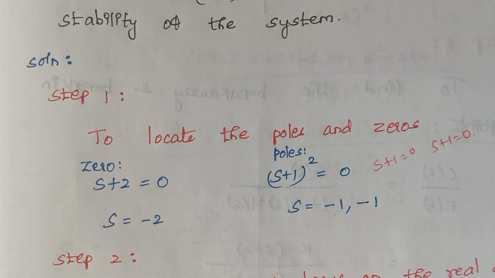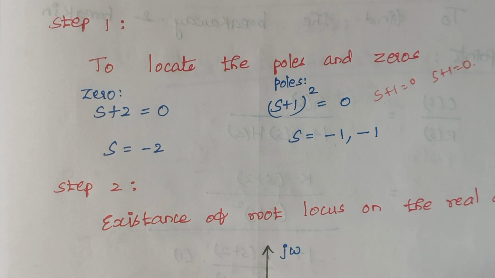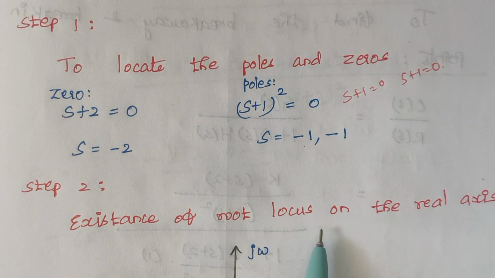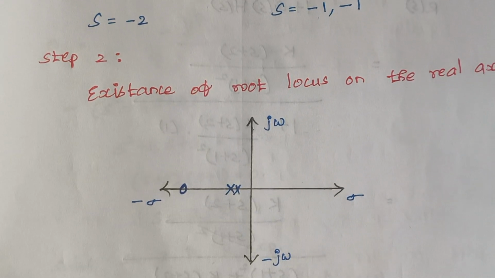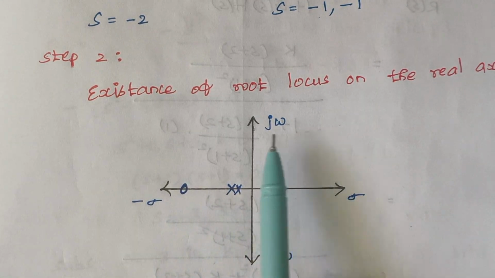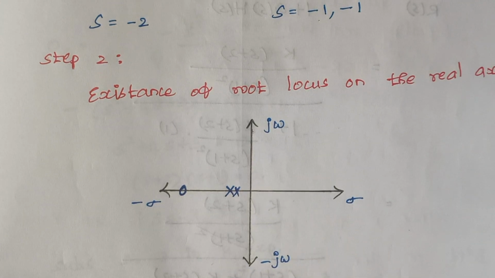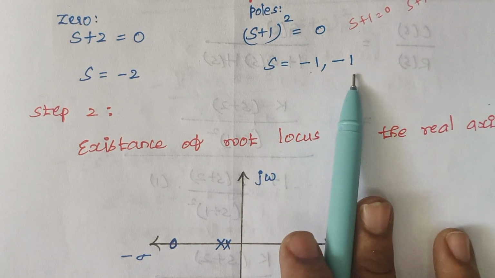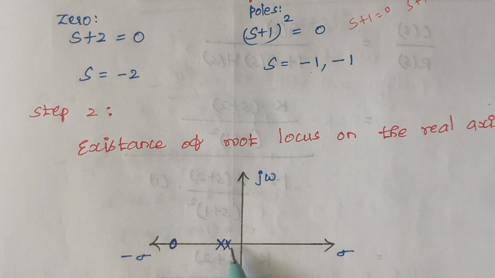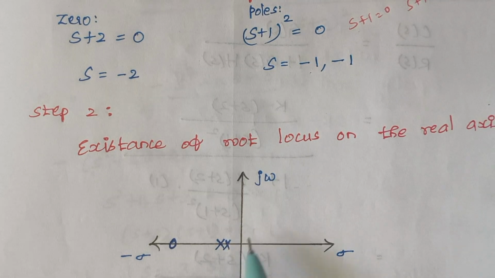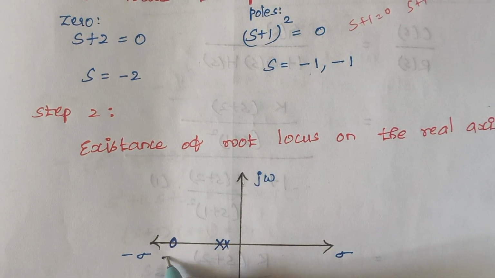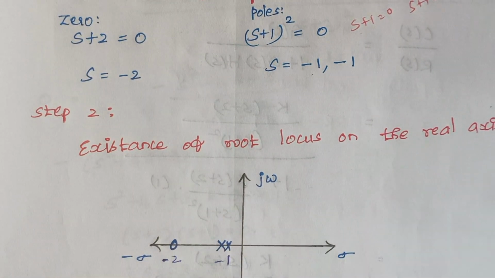The next one is step 2, existence of root locus on the real axis. Here we have to locate the poles and zeros, then only we can tell whether the root locus exists or not. This is our S-plane, this is our real axis and this is our imaginary axis. The values of poles are minus 1, minus 1. That is, two poles lie in the same place, marked using two cross marks. And the value of zero is minus 2, drawn as a circle. So this is minus 2 and this is minus 1.